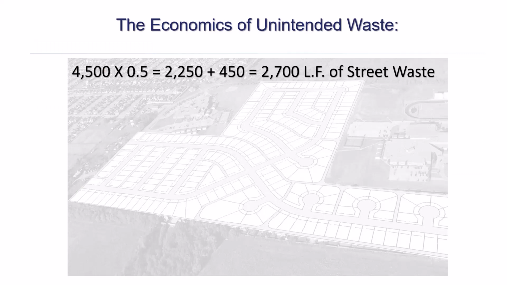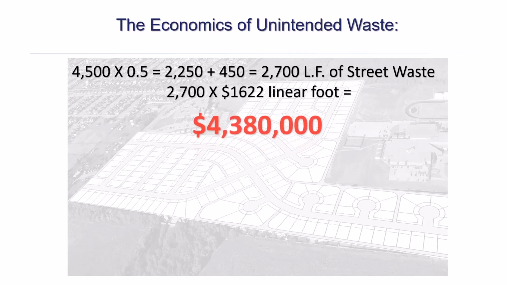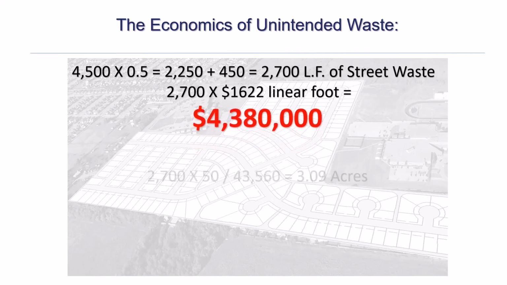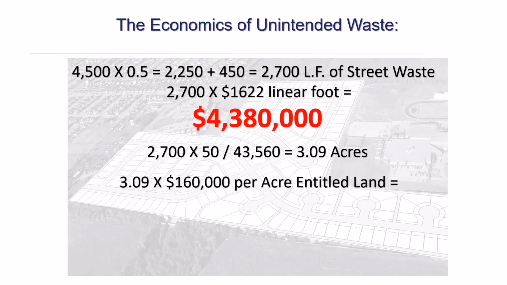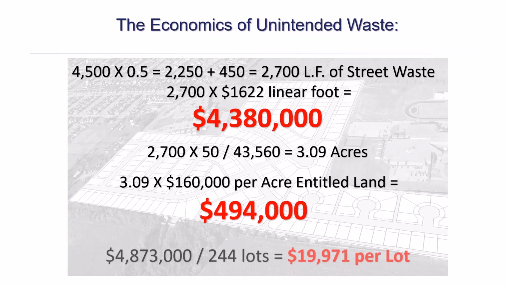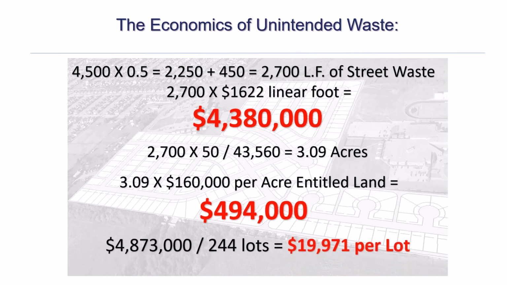Now, we just developed land in Rochester, Minnesota, and our cost for a linear foot of street was $1,622, and that's what we're going to use. So in this development, we have 2,700 linear feet of street waste on the one-sided street. Times $1,622, that's $4.38 million. But because we had the waste, we had to dedicate that land back to the city that we really didn't have to dedicate. So that's 3.09 acres at 50 foot wide. We'll assume $160,000 an acre for entitled land, which is another $500,000. So when you add it up per the 244 lots, there's $20,000 in waste per lot.